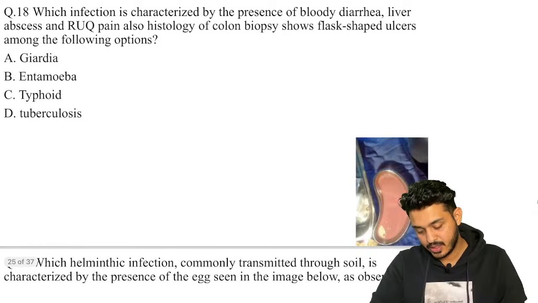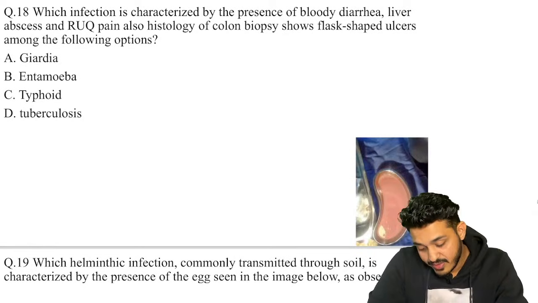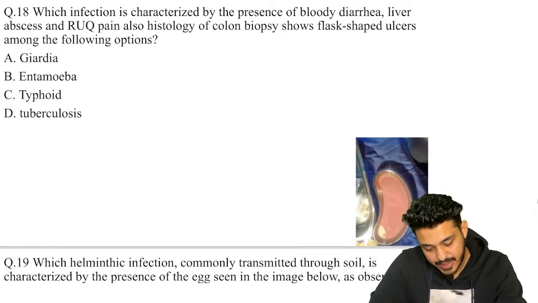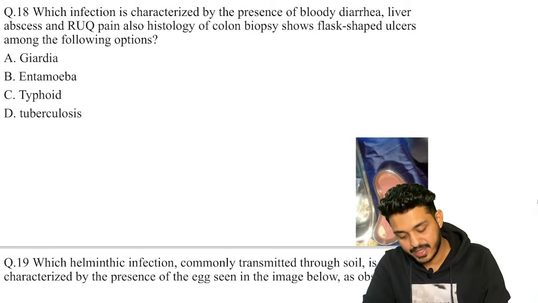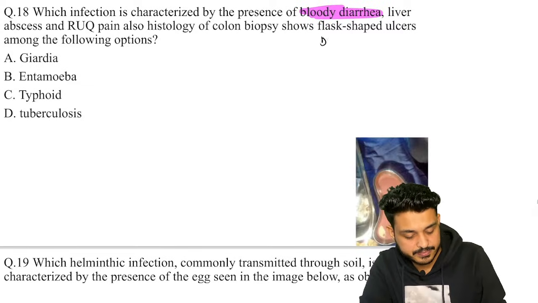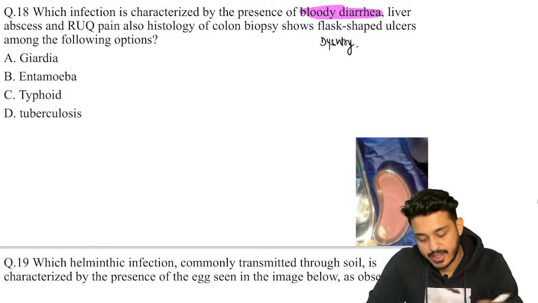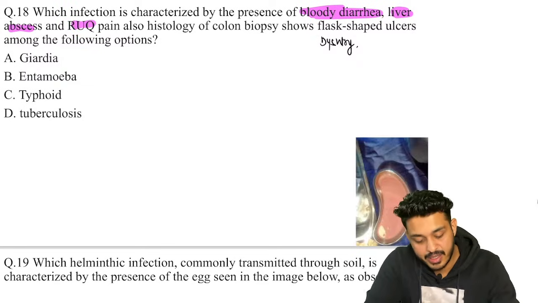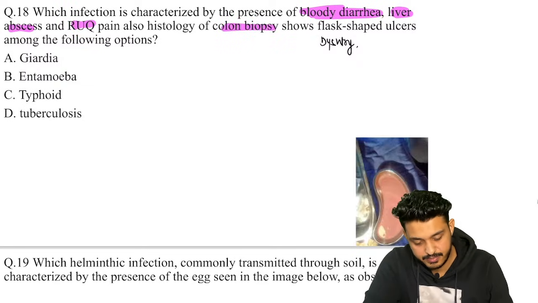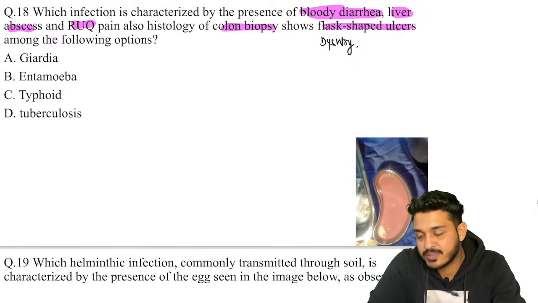A. The next question we are having is, which infection is characterized by the presence of bloody diarrhea? Bloody diarrhea means the patient is having what? Dysentery. Bloody diarrhea means dysentery. Liver abscess, I have asked the same question. Liver abscess, right upper quadrant pain, and histology of the colon biopsy shows what? Flask shape ulcer. Very important, flask shape ulcer.